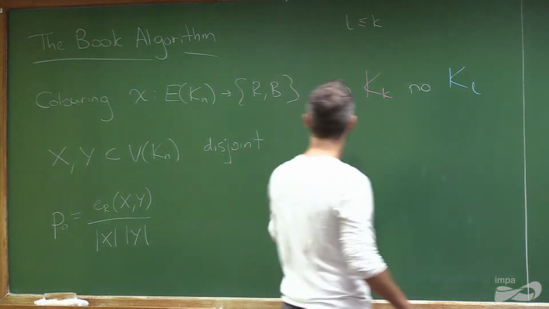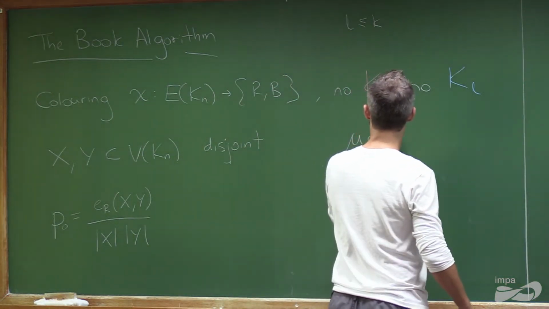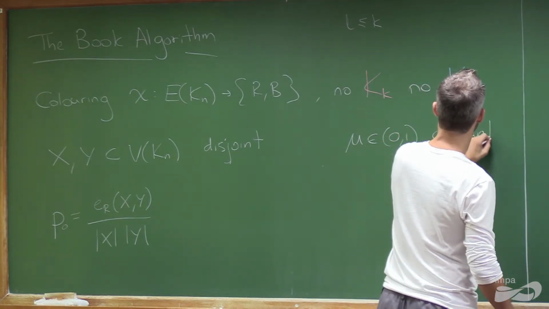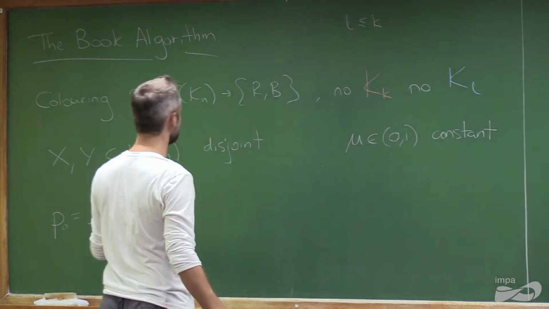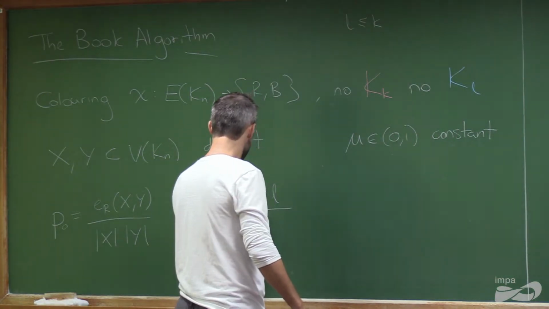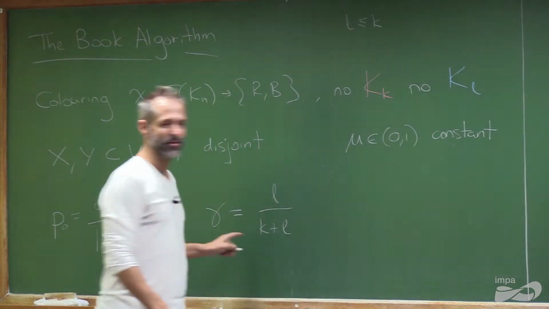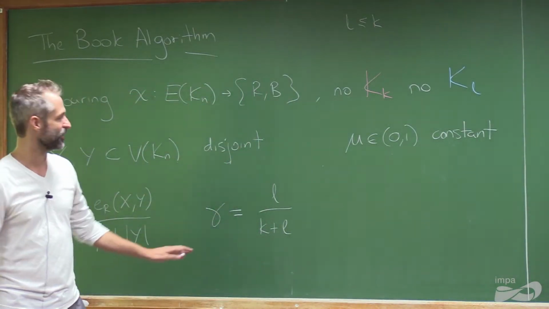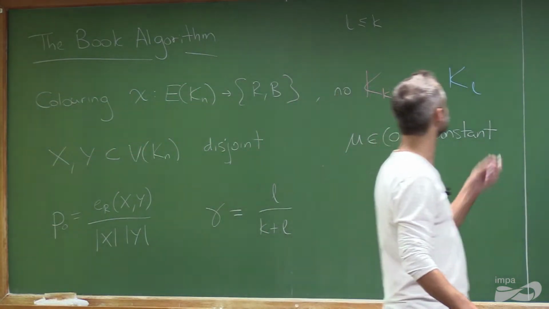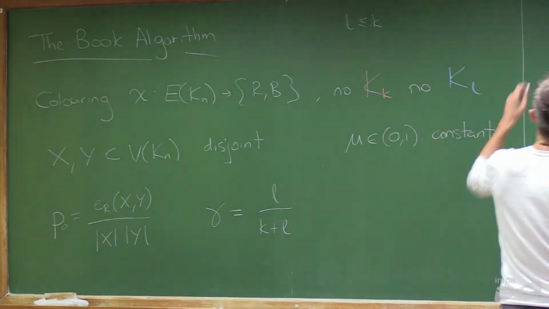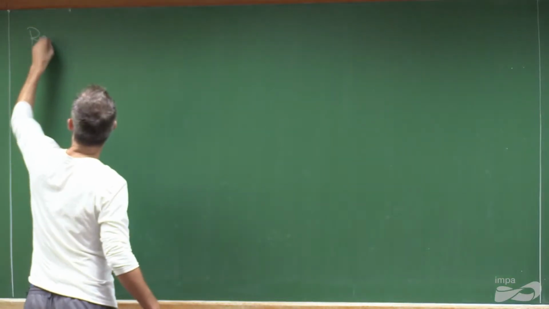We're also going to have a constant mu, which you can think of as being gamma, where gamma is l over k plus l. Actually, gamma won't play a part in the algorithm, but you can think of mu as being gamma if you like. It'll play a role a little later. Okay. So we're given the setup, and we're going to repeat the following steps.